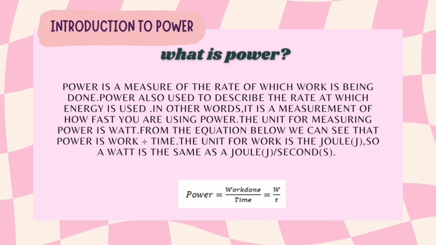From the equation below, we can see that power is work divided by time. The unit for work is the joule, so a watt is the same as a joule per second.